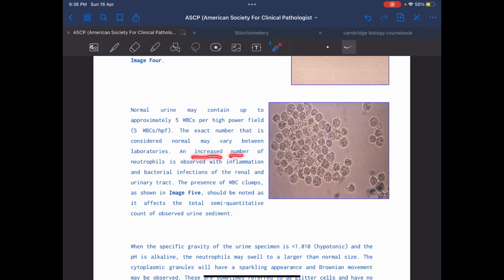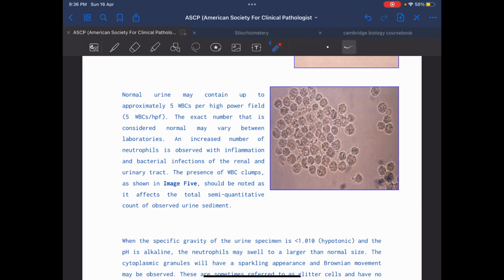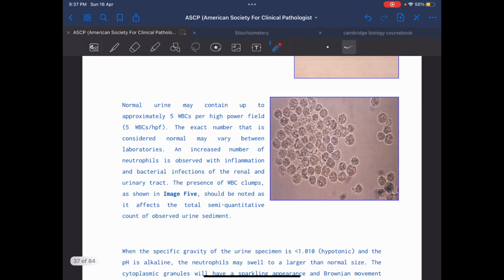An increased number, as we see here in the image, of white blood cells is observed in inflammation and bacterial infection of the renal and urinary tract. The presence of white blood cell clumps, as you see here, this is a big clump, should be noted, as it will affect the total semi-quantitative count of the observed urine sediment.